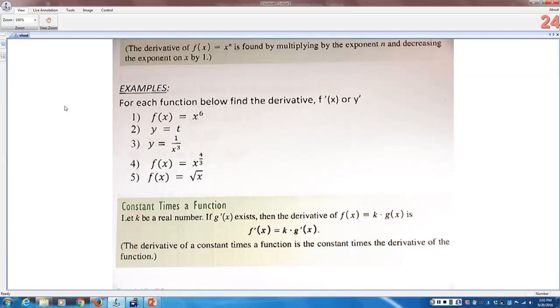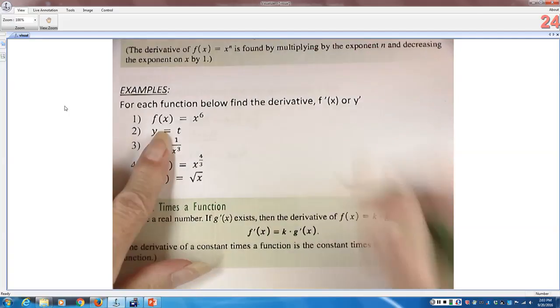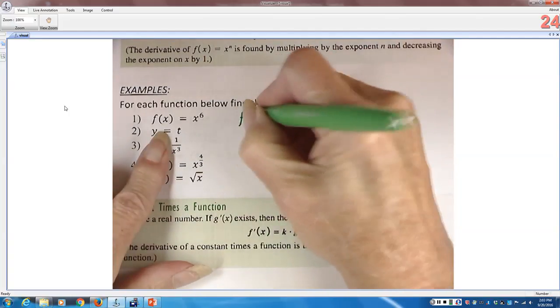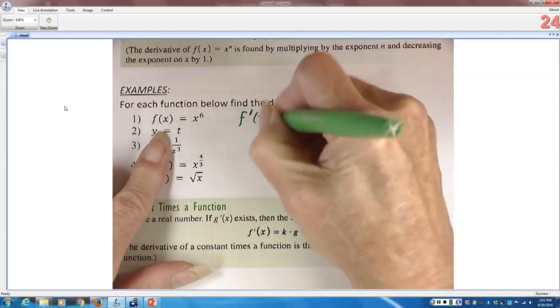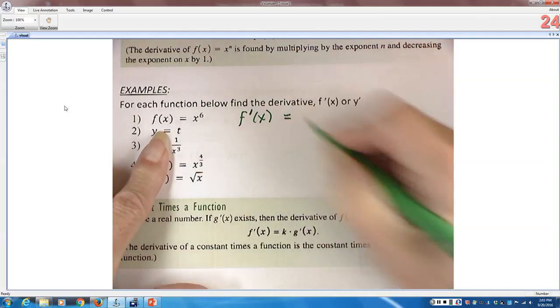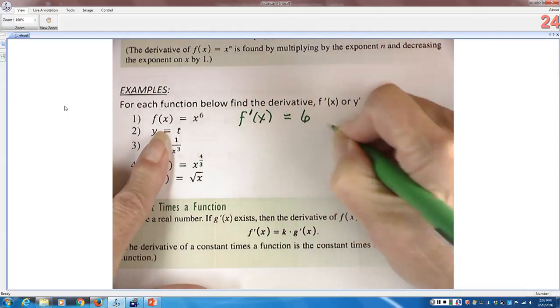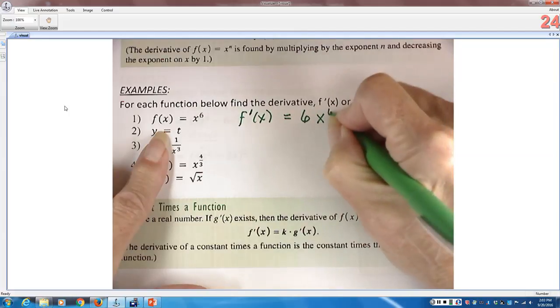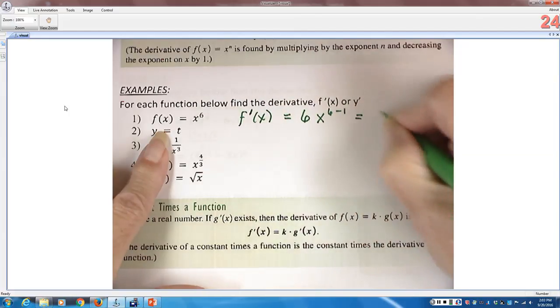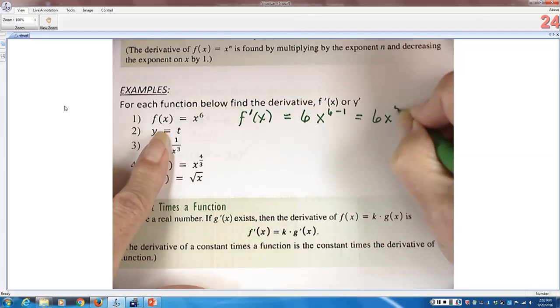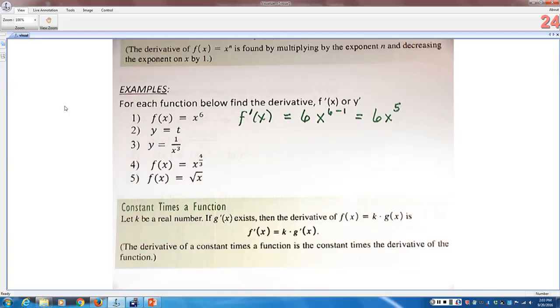Okay, so if we have f of x equals x to the 6th, then f prime of x is equal to, bring the 6 down in front, times x to the 6 minus 1, which is 6x to the 5th. Okay?